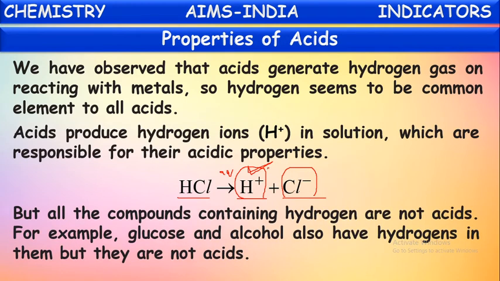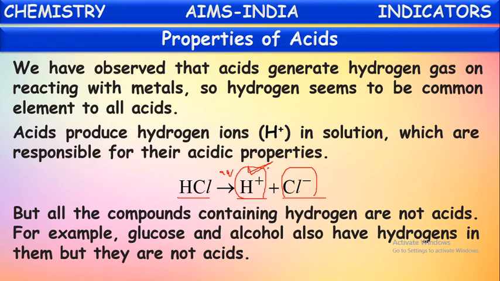But all the compounds containing hydrogen are not acids. Yes, it is also very important. We are telling acids have hydrogen in common. When you dissolve these acids, they produce H plus ions. These H plus ions are responsible for the acidic properties of those substances. But the compounds which have hydrogen in them are all not acids. For example, glucose and alcohol also have hydrogens in their molecules, but they are not acids.